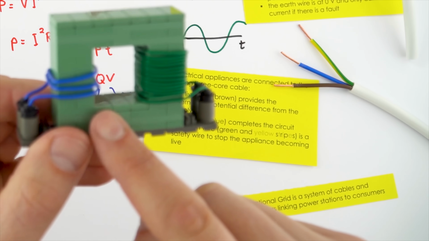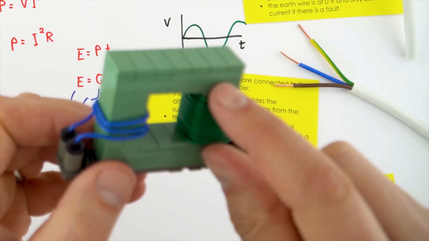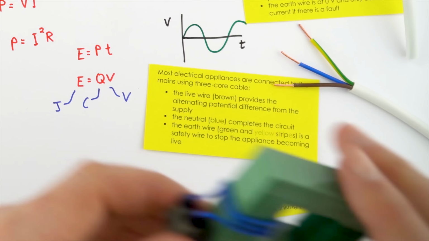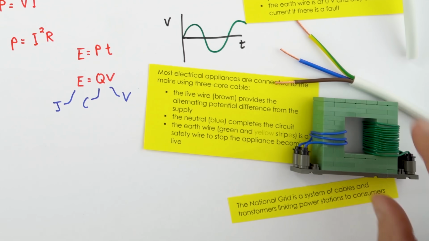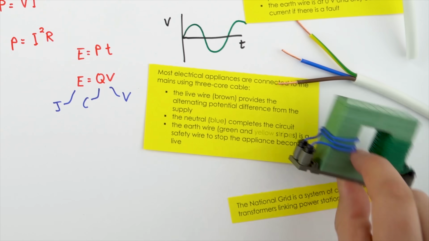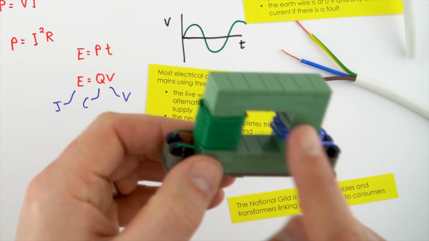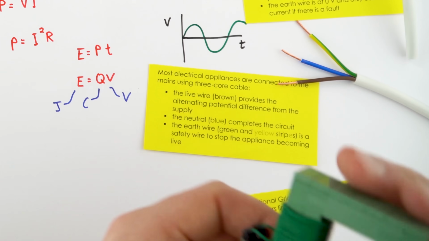And this allows us to massively increase the potential difference, but also decrease the current. And this reduces energy losses in our power supply. So you need to know a bit about the national grid and how we have step-up transformers, which increase the voltage, or we also have step-down transformers, which decrease the voltage.